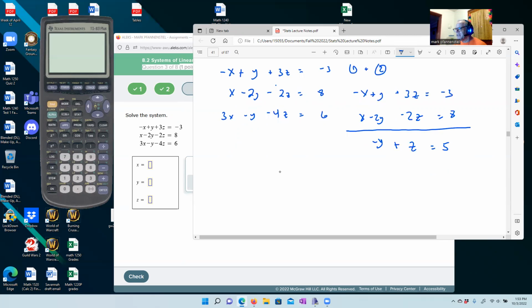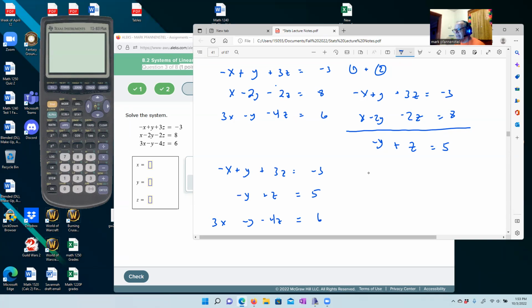So to recap, here's what we have. We have minus x plus y plus 3z is equal to minus 3. You will get faster as you do these, okay? And then we have minus y plus z equals 5. And then what do we have here? We have 3x minus y minus 4z is equal to 6.